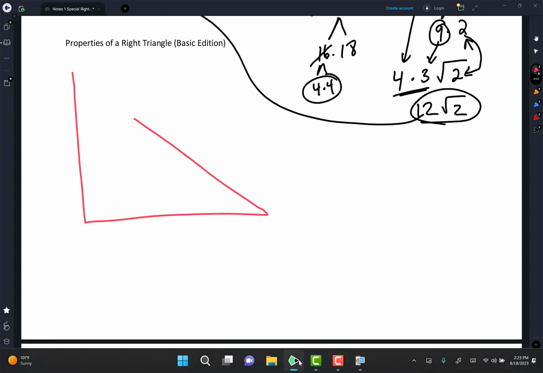Properties of a right triangle. Let me know if something doesn't make sense. Usually, in a right triangle, you have 3 sides. Actually, as a matter of fact, all triangles have 3 sides, but only the right triangle has a hypotenuse. The hypotenuse is the longest side. These are called vertices. Usually, you label a vertex with a capital letter.